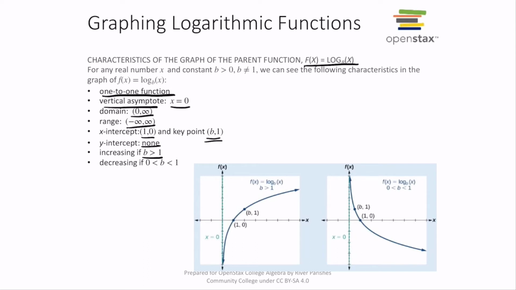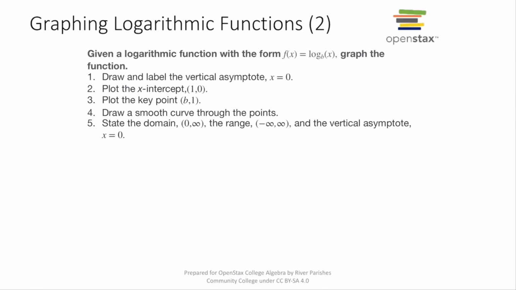Now it is increasing if b is greater than 1 and it is decreasing if b lies between 0 and 1. Remember that b can never be negative, so b should always be greater than 0. So that's the idea behind the domain here.